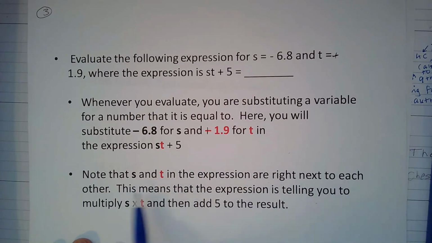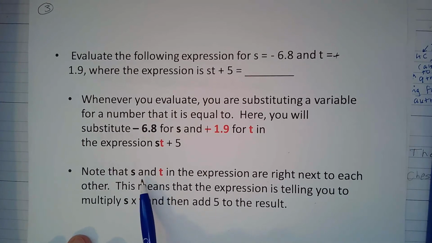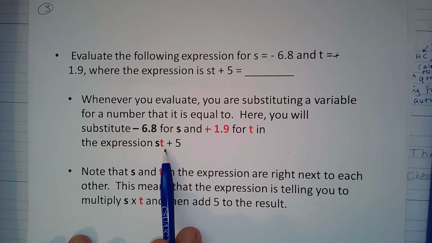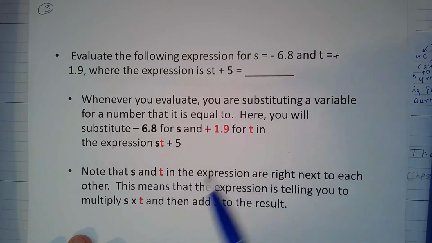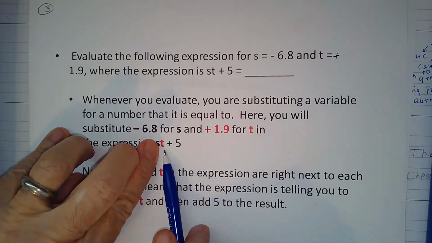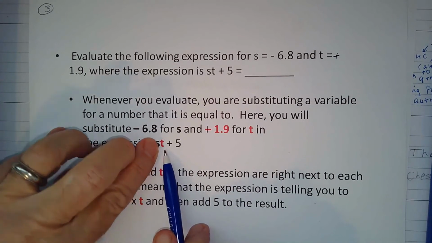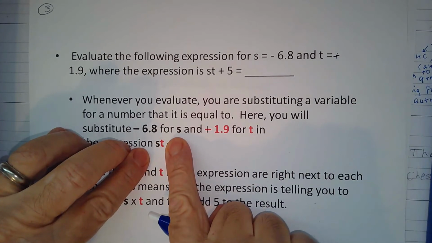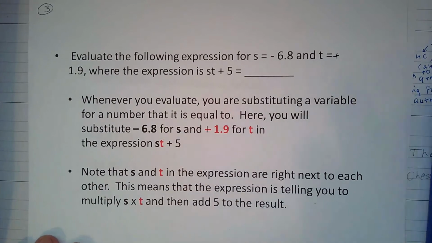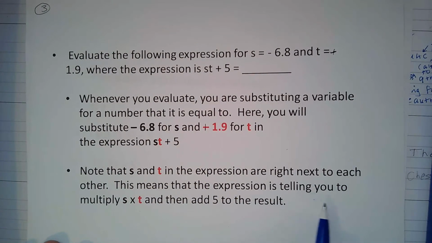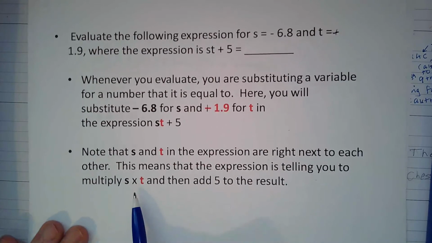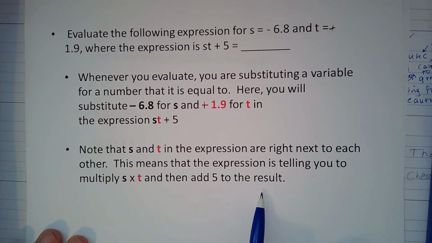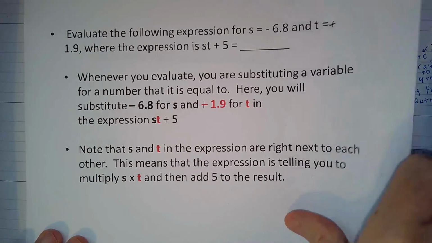So, just restating it, let's go understand what s and t mean. st together, when you see that, what you're really looking at is a math operation. Normally you see a math operation, let's look at t plus 5, that's a math operation where you're adding 5 to t, okay? But when you see two letters together, that's a multiplication problem. So this means that the expression is telling you to multiply s times t and then add 5 to the result. Okay? All right, so we're going to do just that.